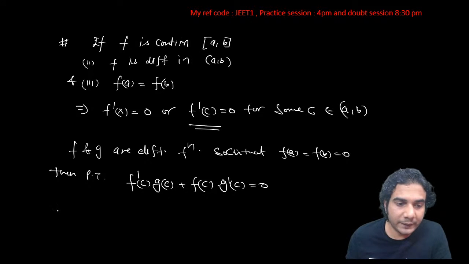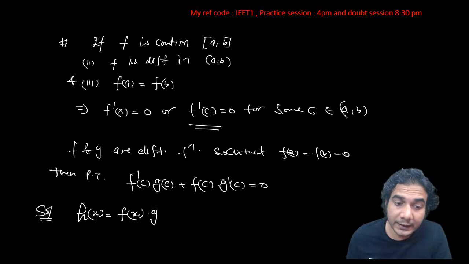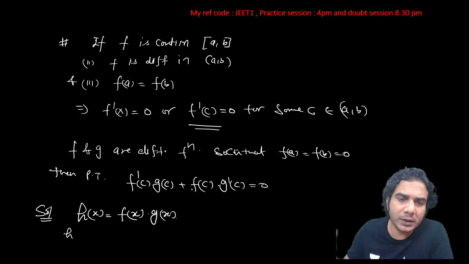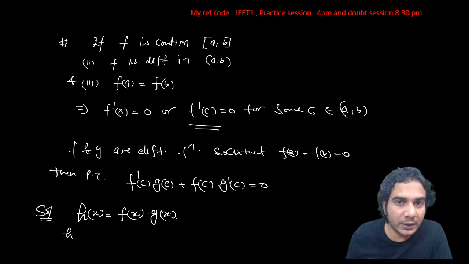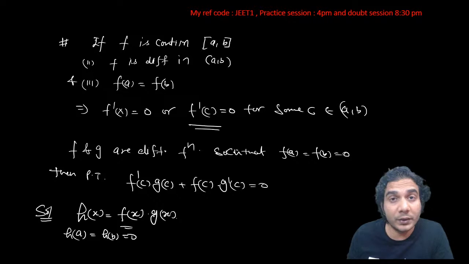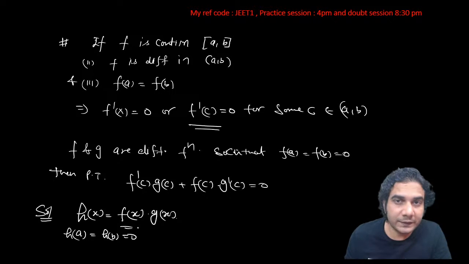So if I start with this function, let's say solution, if I take this function h of x is equal to f of x into g of x, right? Then I can say that h of x is a differentiable function because f of x and g of x are differentiable functions, and because they are differentiable, they must be continuous, right? And also we can easily say that h of a is equal to h of b is equal to 0 because f of a is equal to f of b is equal to 0. That means Rolle's theorem is applicable for this function h of x in the interval a to b.